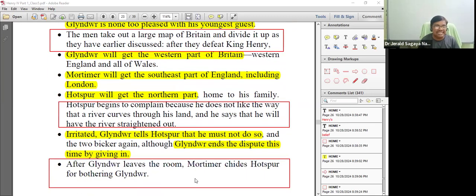Glendower becomes a bit irritated and they start an argument. At that time, the other people in the allied troops, they come in and they separate them and they take them to different places.